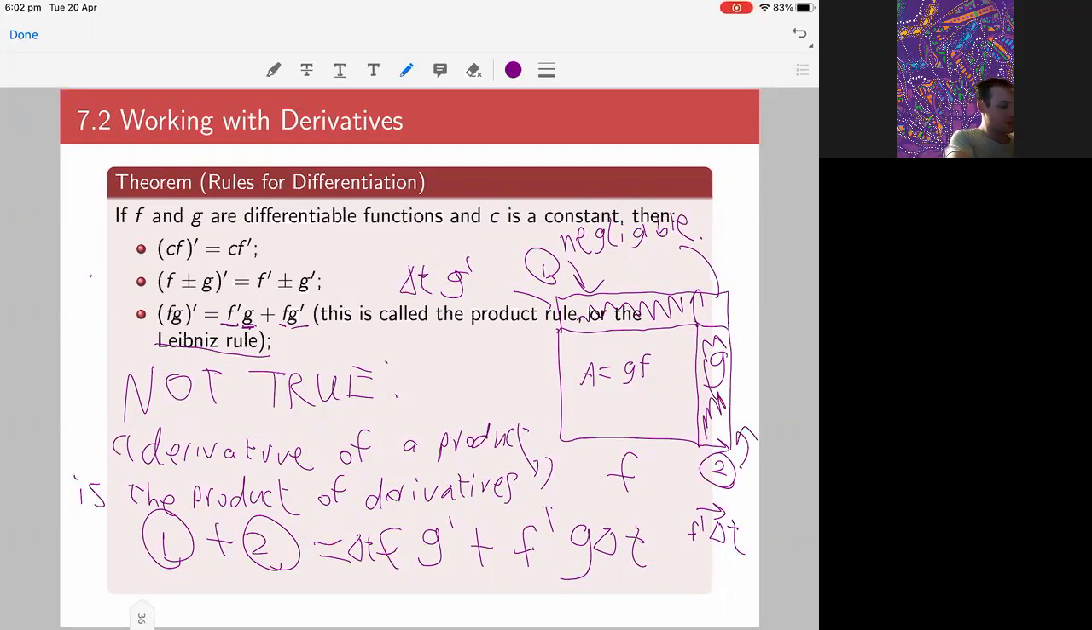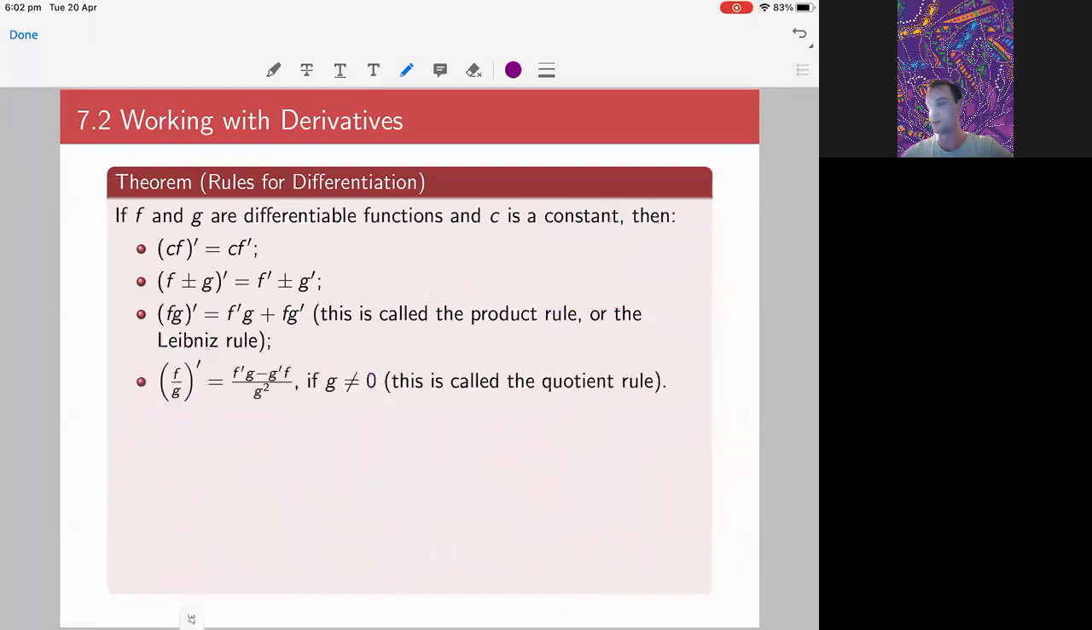Now, the next rule. The next rule is the quotient rule. So this is another funky one, even more funky than the product rule to some extent. So the quotient rule for differentiation, this is what happens when you take a function f divided by a function g, and you want to take the derivative of the resulting quotient function.